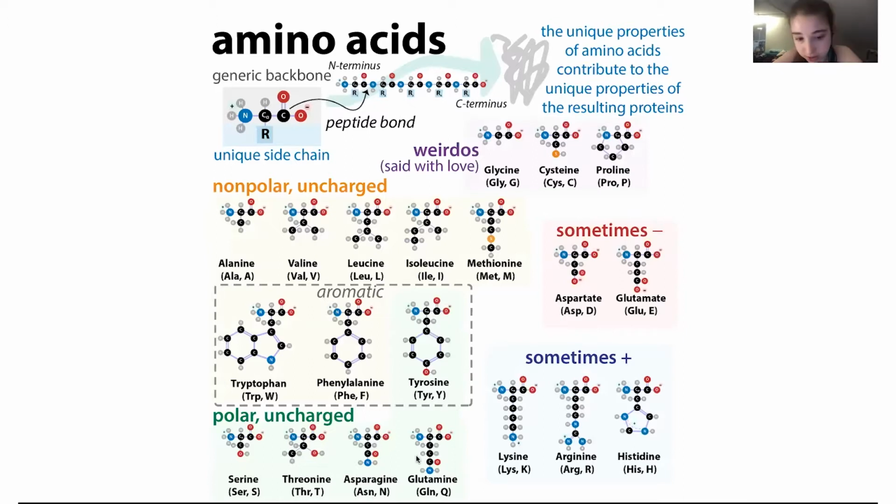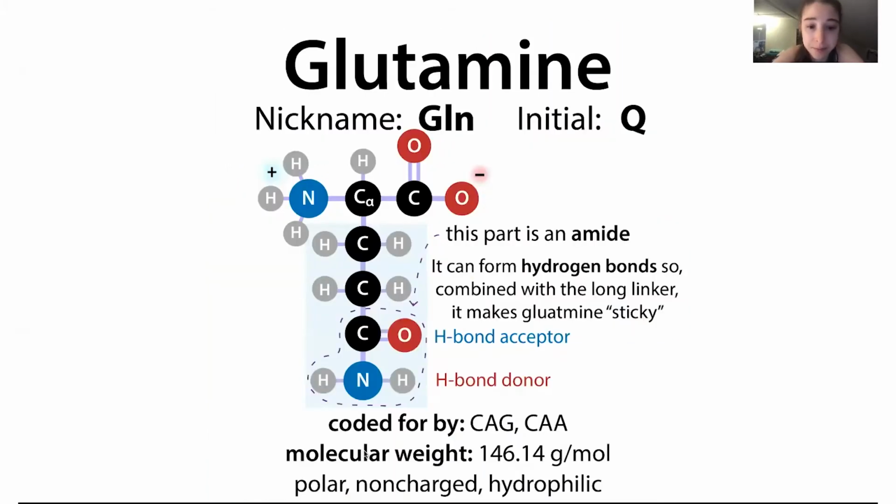So glutamine is just like asparagine, but its linker is one longer, and this is going to give it more flexibility and kind of make it stickier, because it can move around and stick to things more easily. Both of these, because they have this amide group, can form hydrogen bonds through their side chain, as well as through their backbone. So they can form hydrogen bonds to other parts of the protein, to other parts of other proteins, basically to anything that has the opportunity for making hydrogen bonds.